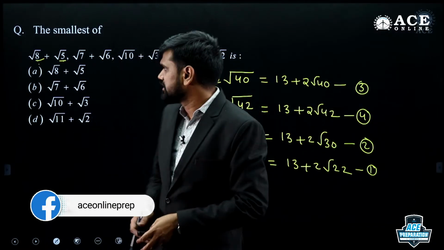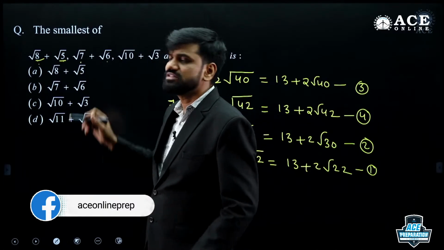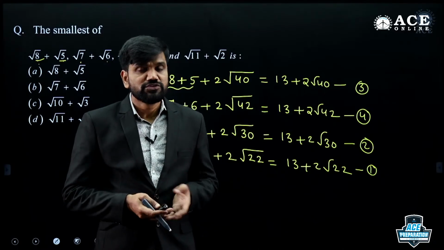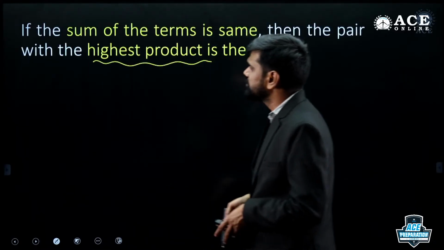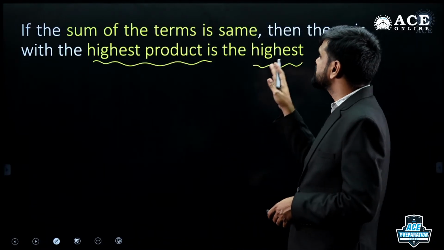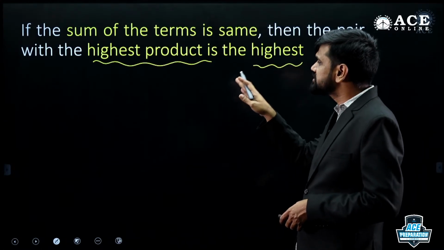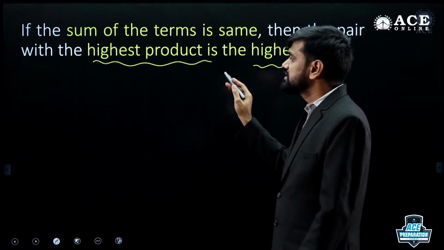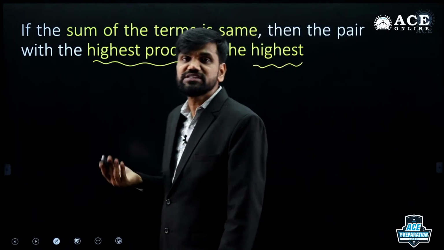Which is the term, second term. So root 7 plus root 6. That is going to be the highest among them. Is this clear? So that's what I have written as a point over here. If the sum of the terms is same, then the pair with the highest product is the highest. The pair with the least product is the least.